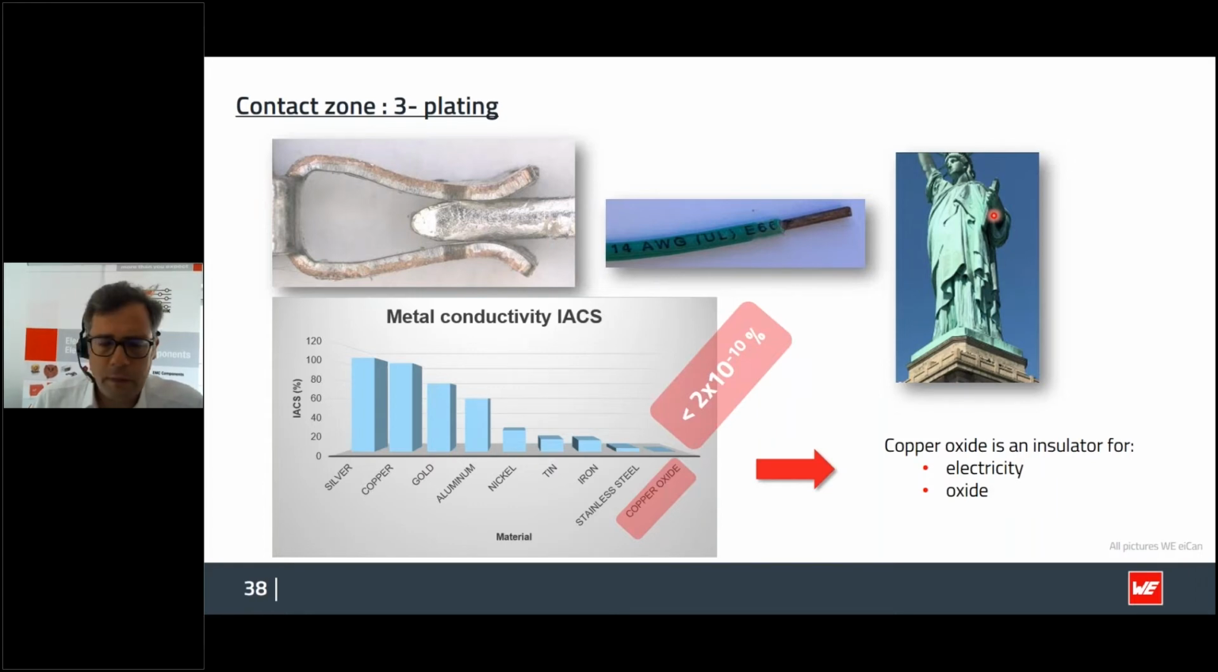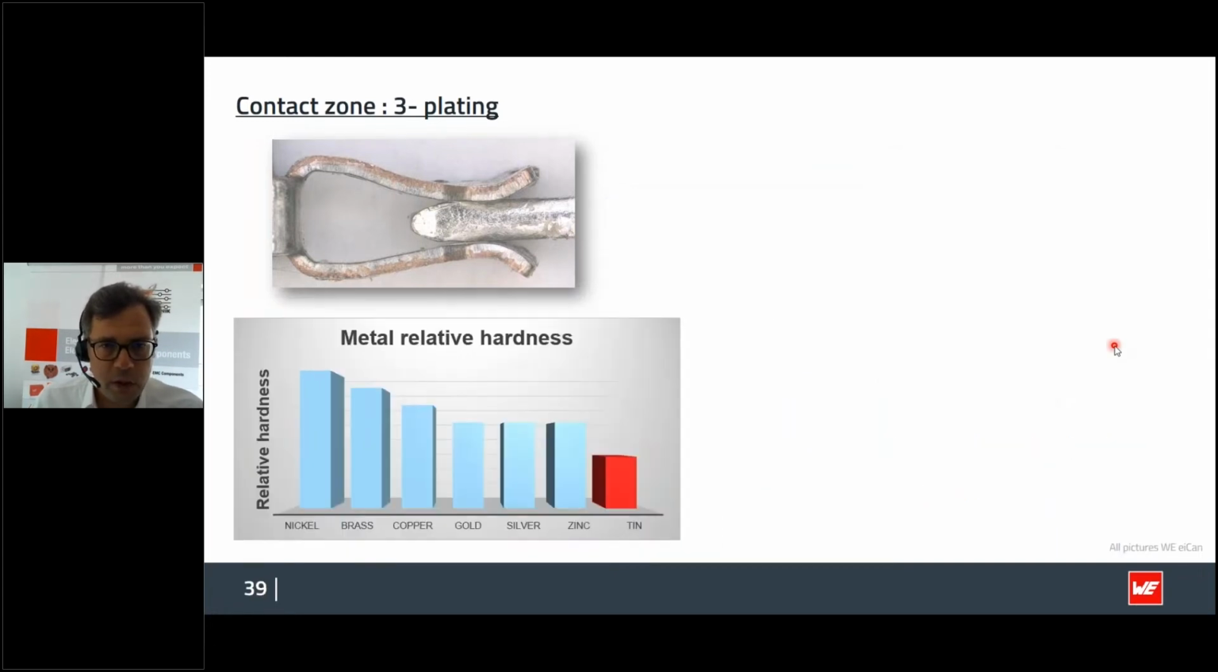If you bring pure copper to the environment, you get these oxidation processes, which are shown over here. It's more greenish and, as we said or have heard, a very bad conductivity.